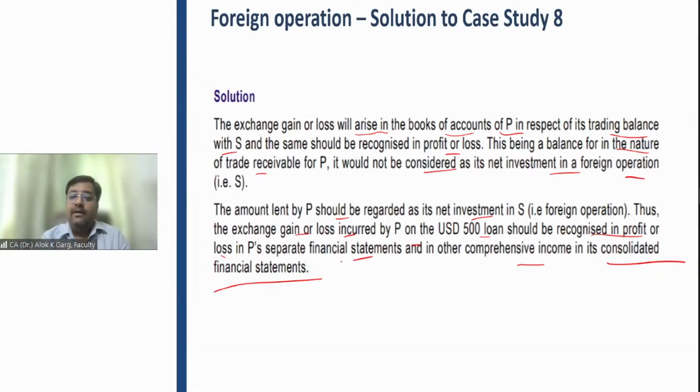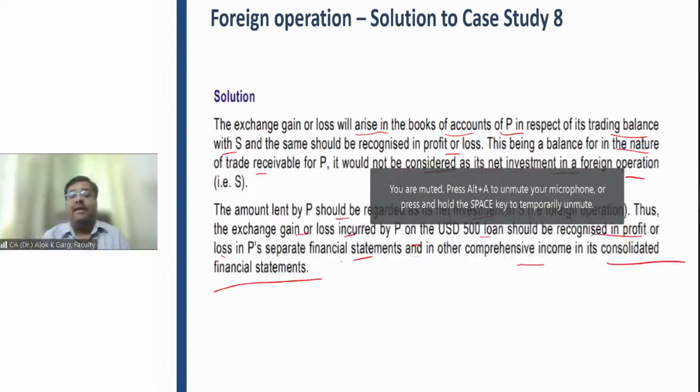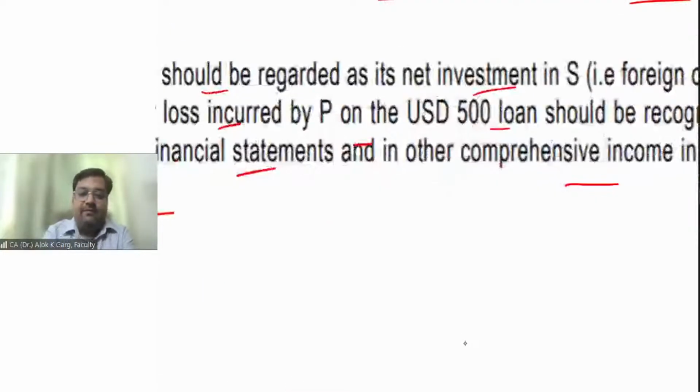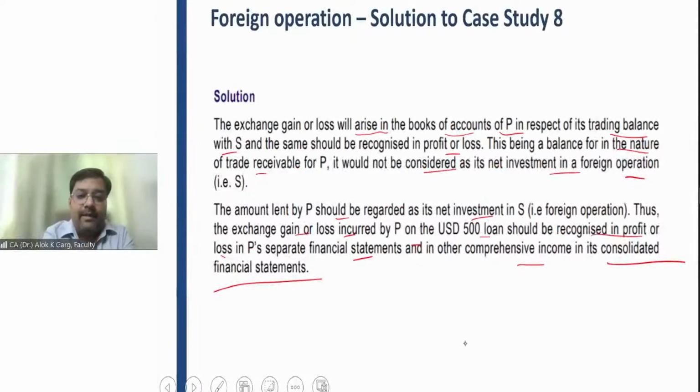So basically, in the separate financial statement, it has to be recognized as a gain or loss in the books of P, right? Because it is a monetary item. But in the consolidated financial statement, it has to be OCI. So friends, please remember, if there is a net investment in foreign operations, net investment in foreign operation. Just a minute.